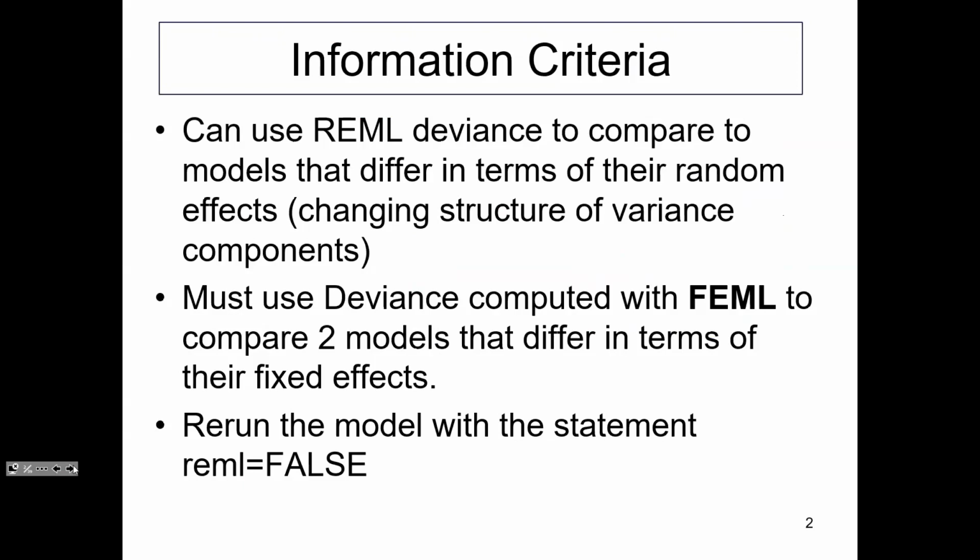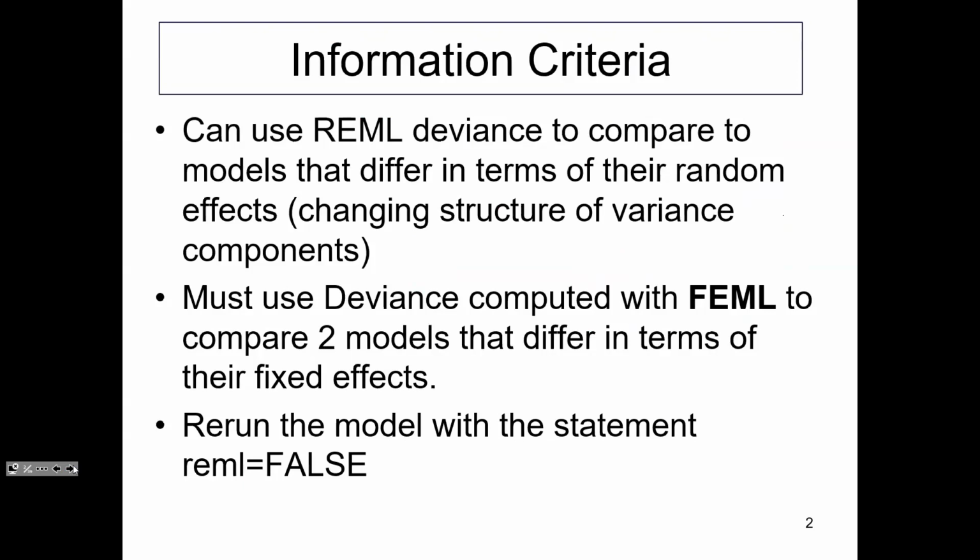But I need to use the deviance that's computed with FIML to compare two models that differ in their fixed effects. And this becomes really important when we start to talk about information criteria like the AIC and BIC, because information criteria are computed using the deviances. And we need to be very careful to make sure that we're using the correct deviance to compute the AIC and BIC of interest. So, are you with me?